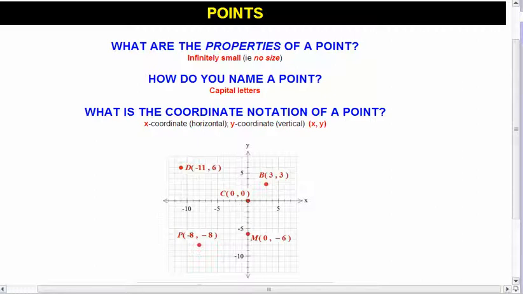And the coordinate notation of a point will always be an x and a y. In other words, it'll always look like x comma y. In this case, I have several points here where the x term for point D would be negative 11 and the y is 6. In other words, it goes 11 over to the left and up by 6. And you get other points like point C, which is 0, 0. That would be at the origin. Or B, which is 3, 3, meaning 3 to the right, 3 up. So just be aware of the notations there and how those look.